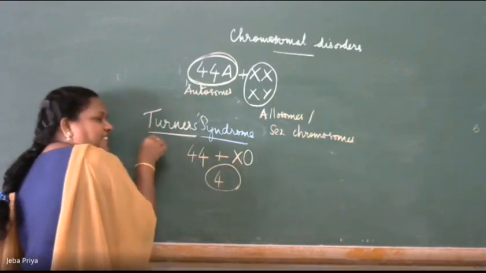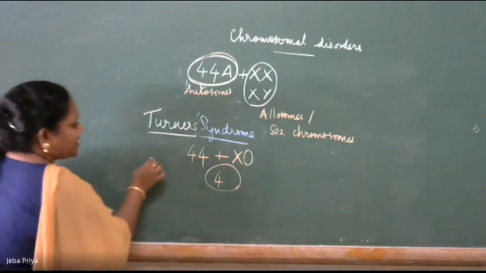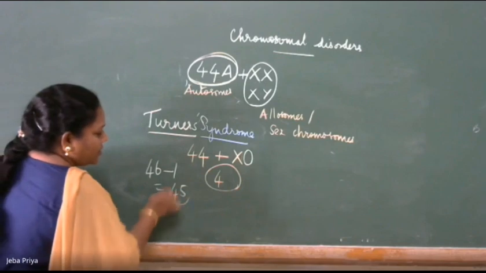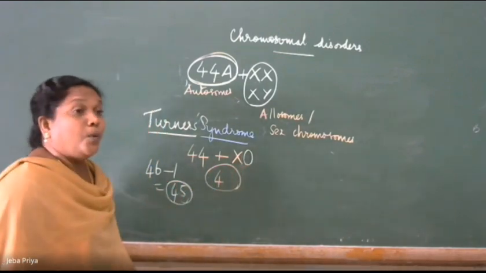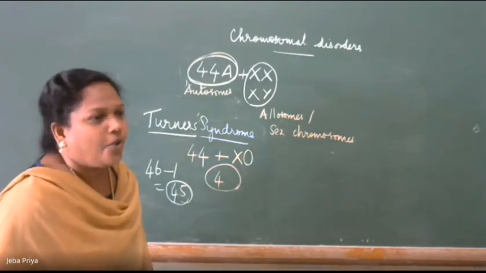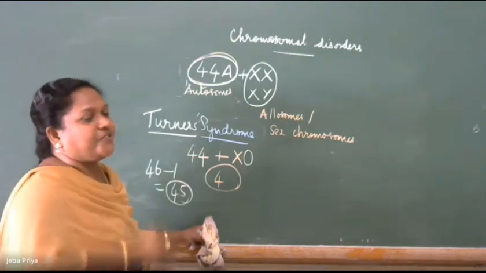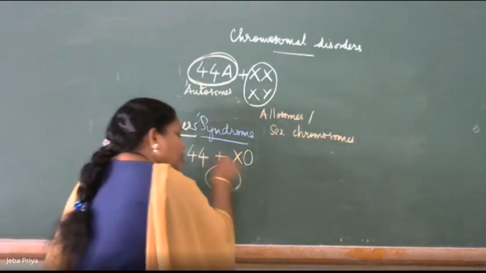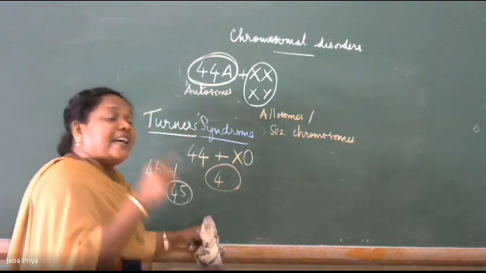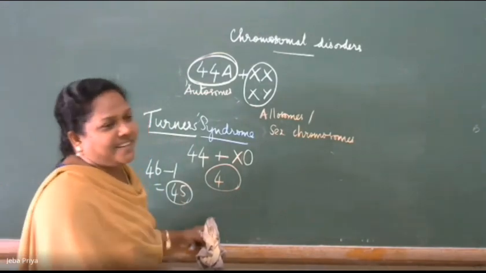But come here, Turner syndrome. What happens? It should be 46. But here, instead of 46, it is minus 1, so it becomes 45. So it comes under what example? Monosomy, 2n minus 1. So, Turner syndrome is an example for monosomy. Here, it is also due to non-disjunction of chromosome, due to absence of one X chromosome. So, if it is XX, she will be a normal female. But as one X chromosome is deleted, the female is abnormal.